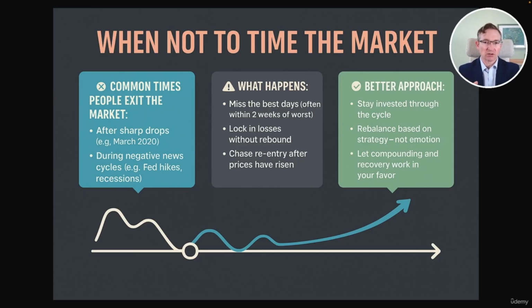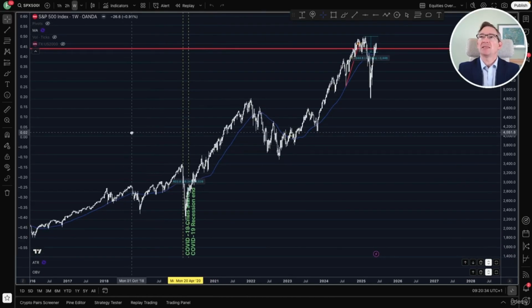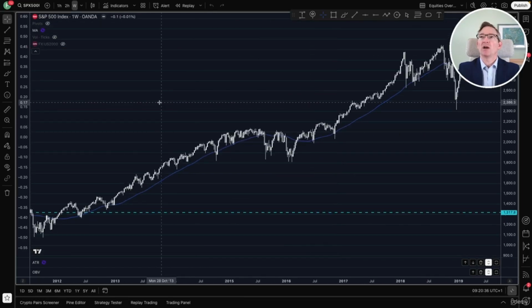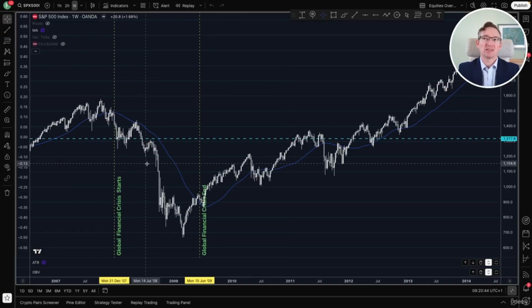Because there is a hidden cost of sitting it out. Now, timing sounds very smart in theory, but missing just 10 of the best days over the last 20 years can radically cut your return in the S&P 500, for instance. You know, if you just miss 10 of those best days, you can massively impact your overall return. And remember that the best days, and this is something you need to be aware of, often come after the very worst days, when it's emotionally hardest to stay in.